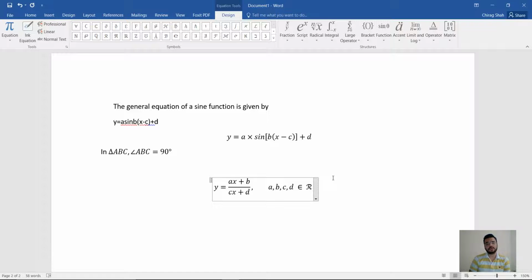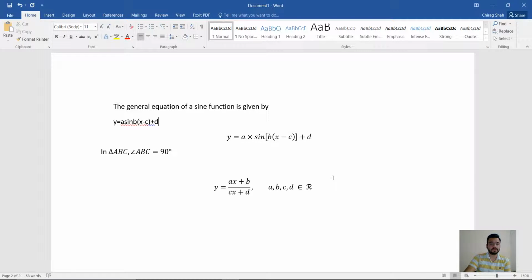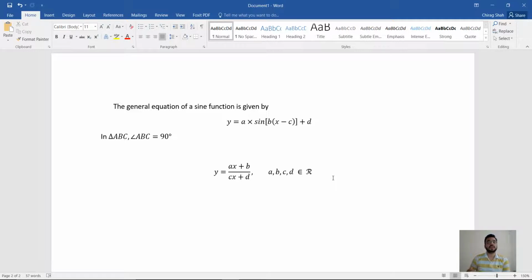So always make sure whenever you want to type any of the equations, always make use of the equation mode.